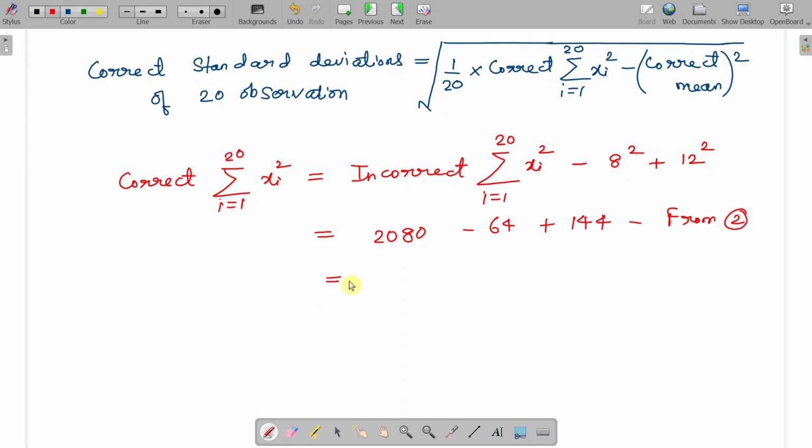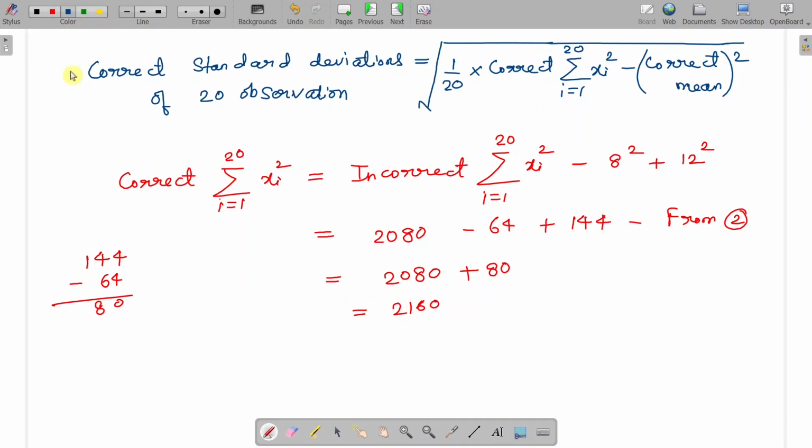Okay, this will be equal to 2080 and we have to do 144 minus 64. So 0, then 14 minus 6 is 8, right? So 80, so plus 80 here. So that means what we will get is 2160, right? 2080 plus 80 is 2160.